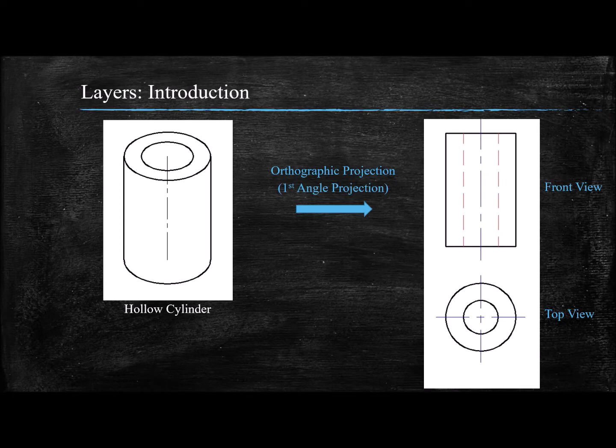Now again we ask, is this complete? But we must remember that this is an engineering drawing, so it must include some definite dimensions. These dimensions can now be provided like this. As you can see, the two diameters, inner and outer diameters of the cylinder, are shown in the top view, and the height of the cylinder is shown in the front view.